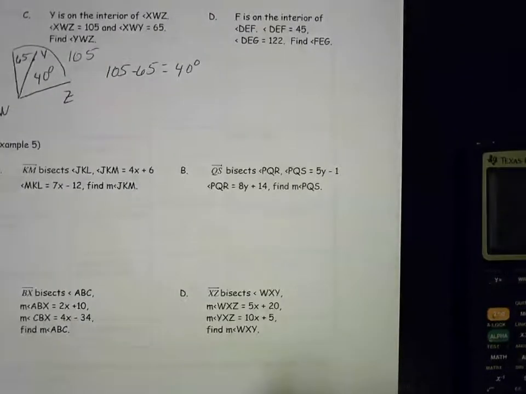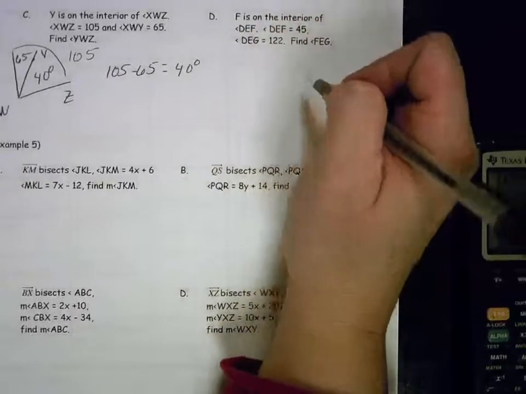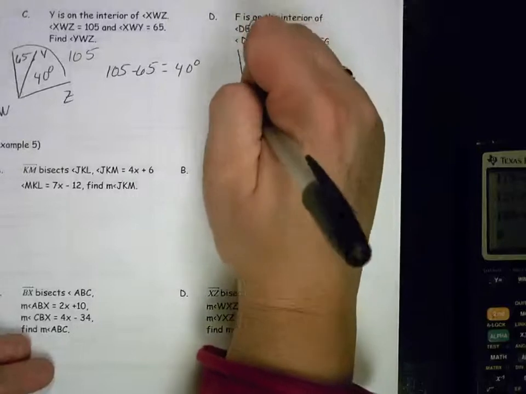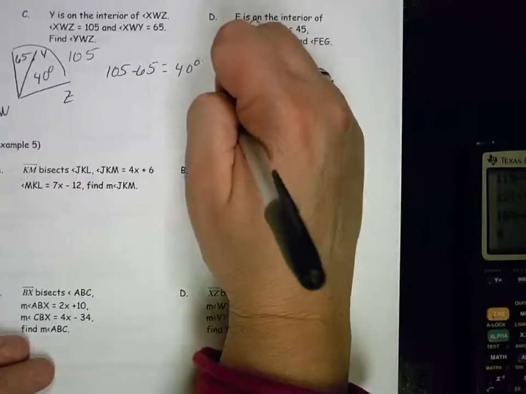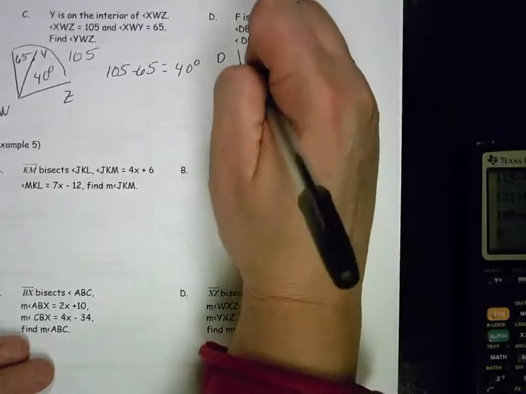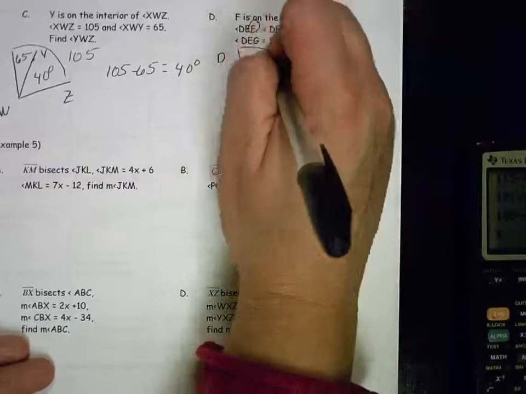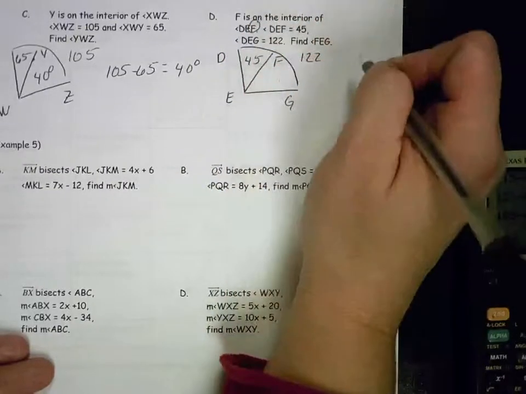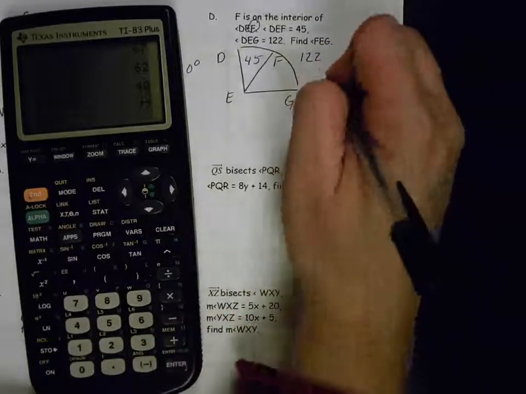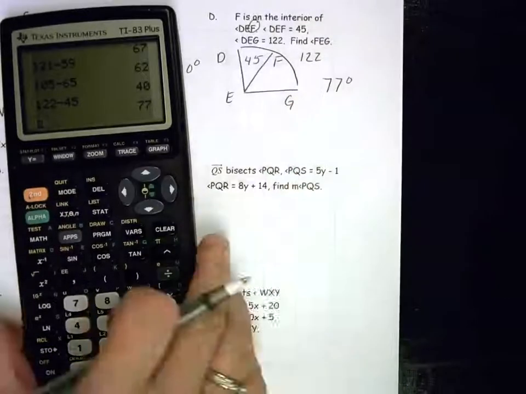Take a minute and start letter D on your own. Draw a picture. I think this is supposed to be F is on the interior of D, E, G. Guess I can't have you start that one on your own, can I? F is on the interior. D, E, F is 45. D, E, G is 122. So 122 minus 45 is 77 degrees.